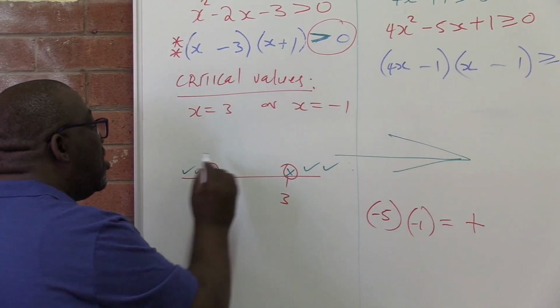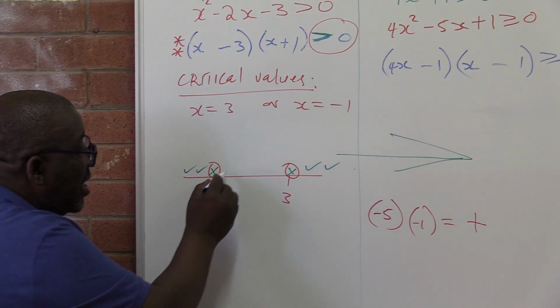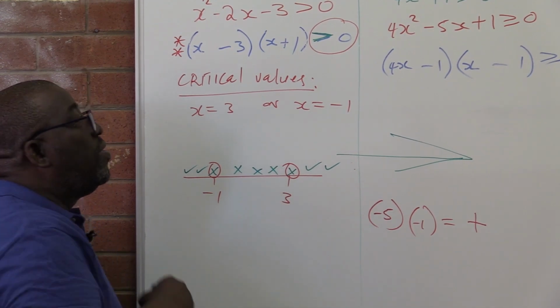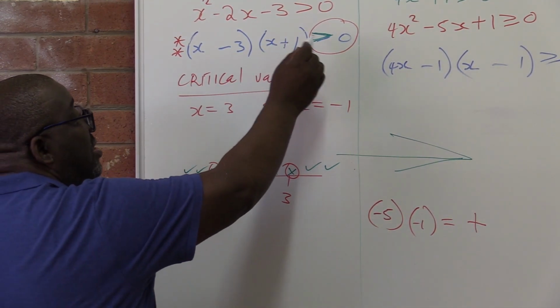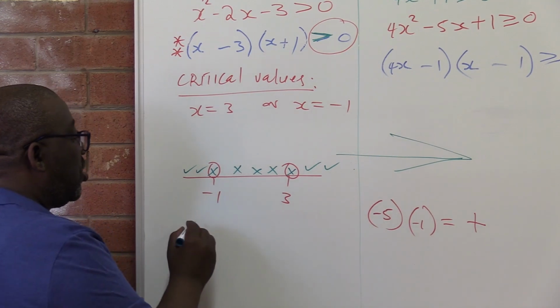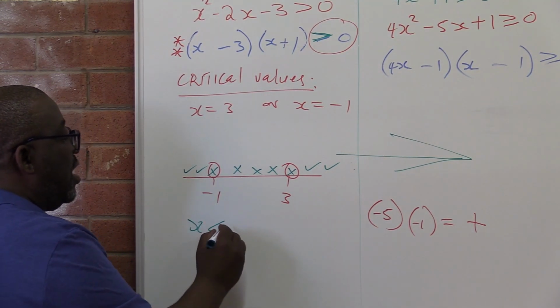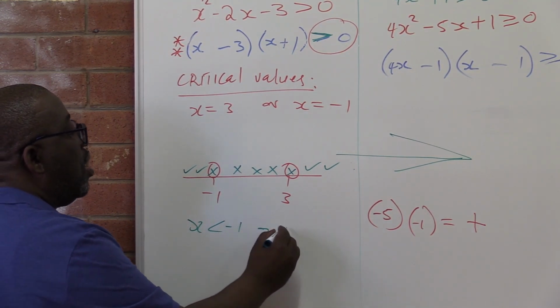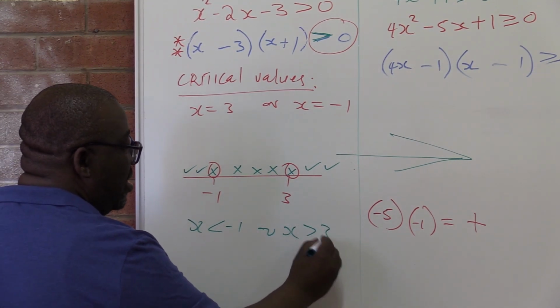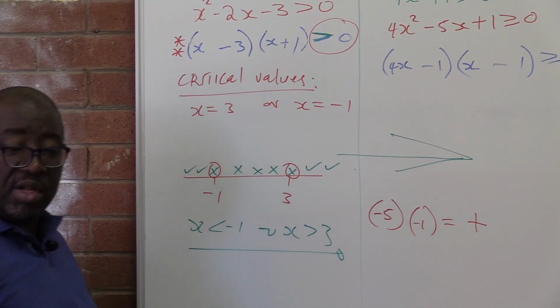You don't have to check it. You are trying to save time. So the part that is inside will not be part of the solution without even checking it. Just by looking at the sign, it points outside. So you write the solution. You say x are all the values that are less than -1, or x are all the values that are greater than 3. This will save time during the examinations.